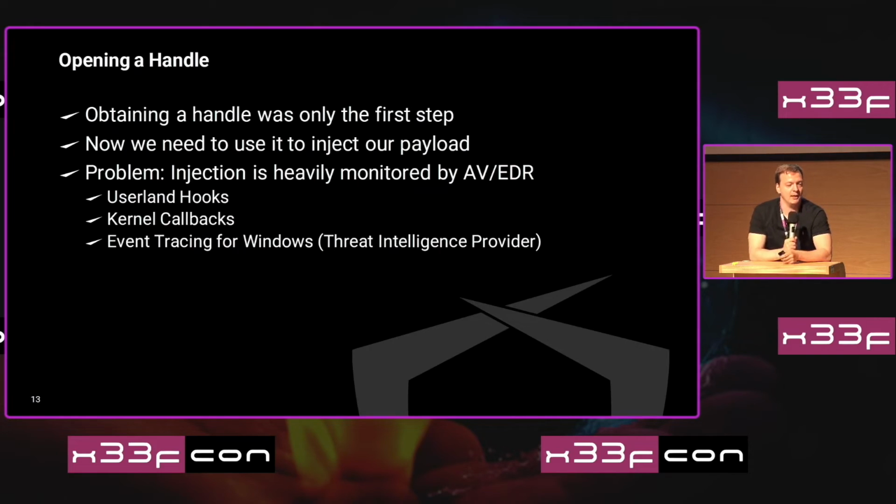The thing is that obtaining a handle was only the first step, right? I showed you 3 steps that we need to do. The first step was actually not that difficult. The real problem starts now: we need to use our newly created handle in order to inject the payload into another process. How do we do this? The problem is that there are a bunch of security techniques trying to make your life more difficult. For example, you might have heard of a concept called userland hooks. There are even more kernel callbacks, and there's also Event Tracing for Windows.